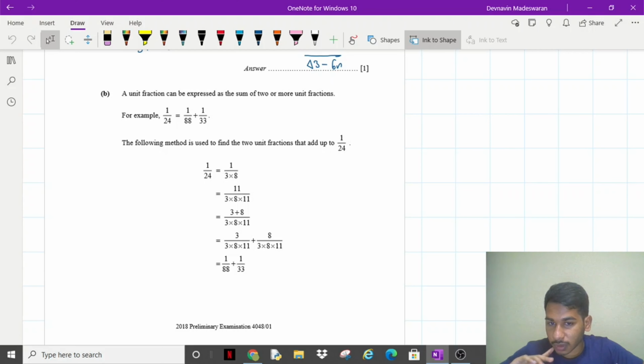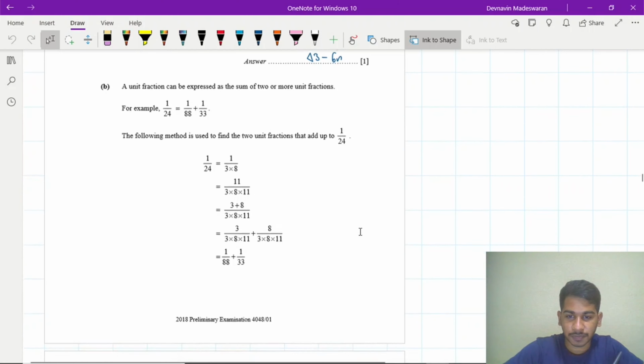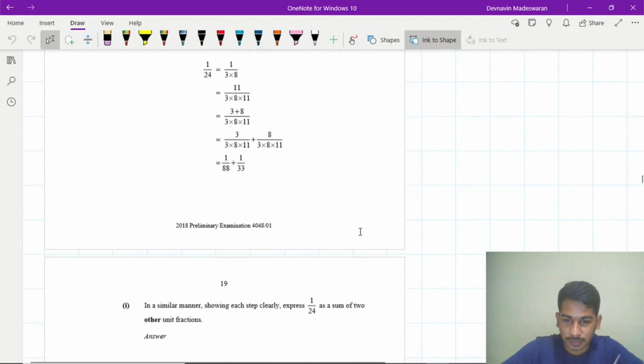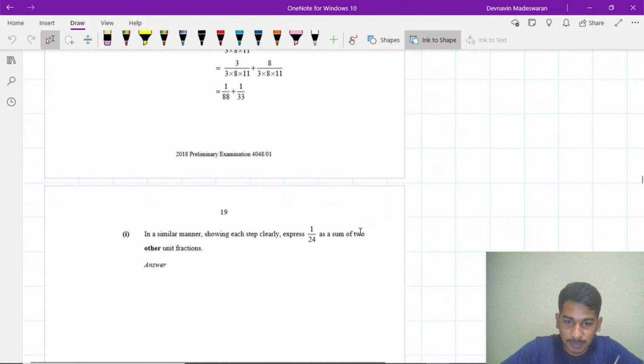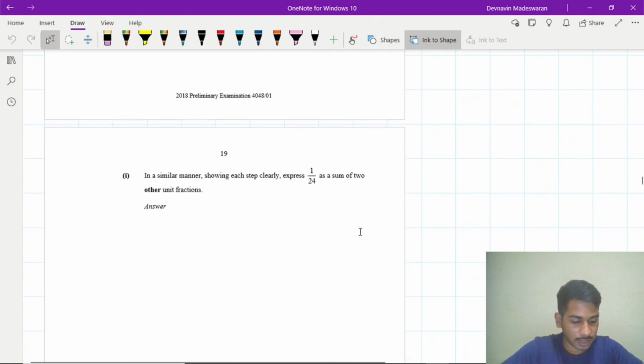Okay, and then how do we split? So we multiply the 11 to 33, and we multiply 11 to 88. Why does it work that way? Oh, right, we split it up. Oh, that's pretty cool. Okay, I get the idea. In a similar way, showing each step clearly, express 1 over 24 as a sum of 2 other unit fractions.